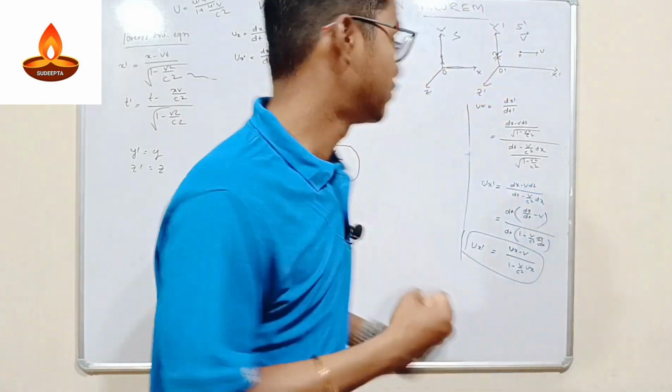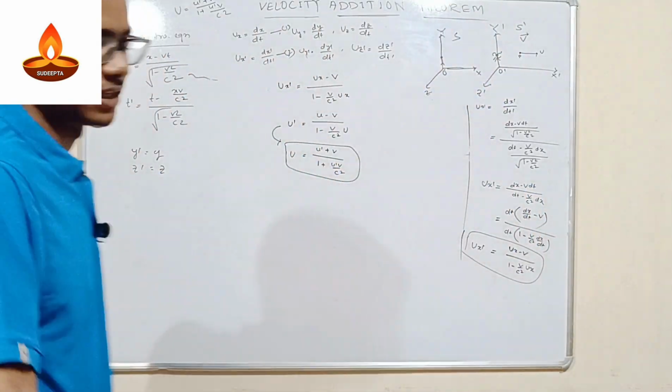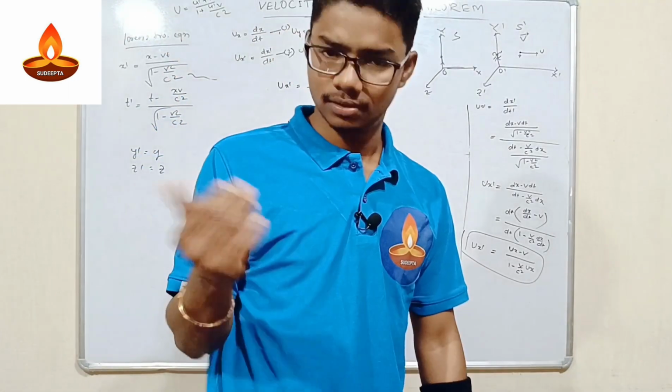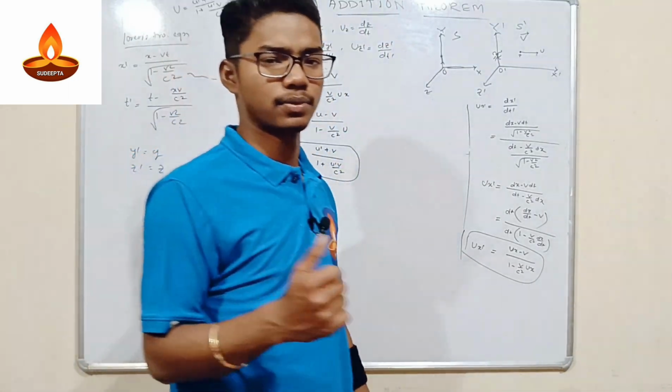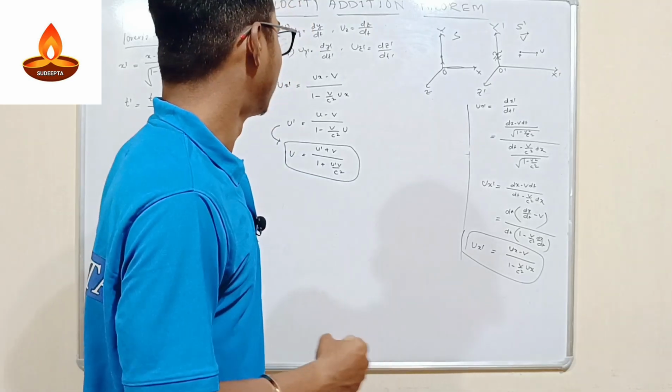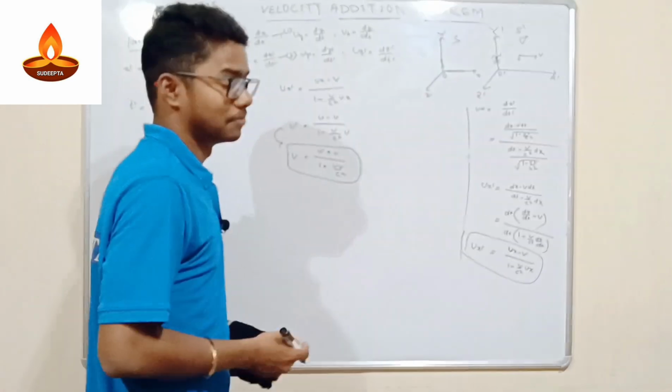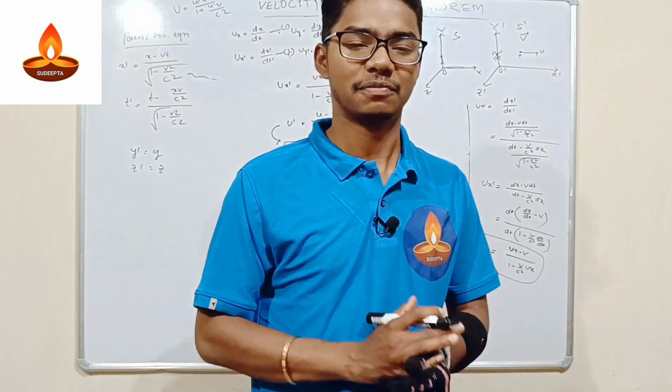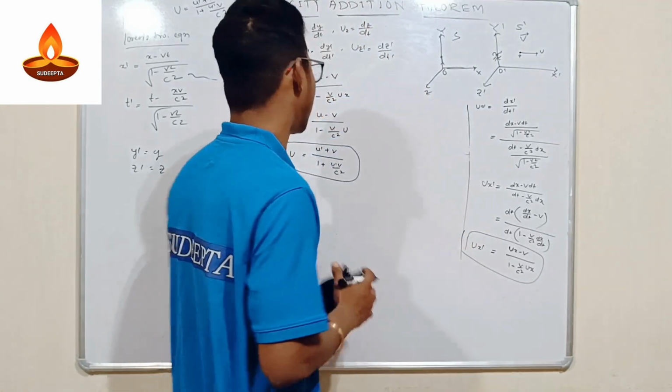To derive it, we use the Lorentz equation, and I have also derived it in the previous videos if you watched them: the Galilean transformation equation and the Lorentz transformation equation. So there is no confusion here. It is a very simple derivation. I have done it.